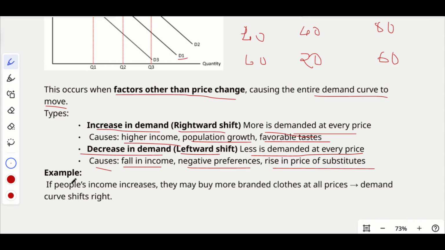Then we can take any examples. If people's income increases, they may buy more branded clothes at all prices, so the demand curve shifts right. Due to income, population change, changes in consumer taste and preferences, climate, or any new trend introduction, the demand can change. So the shifts in demand curves are of two types: rightward shift and leftward shift. Rightward shift is the increase in demand at all price levels. Leftward shift is the decrease in demand at all price levels. So this is how the demand curve will shift.